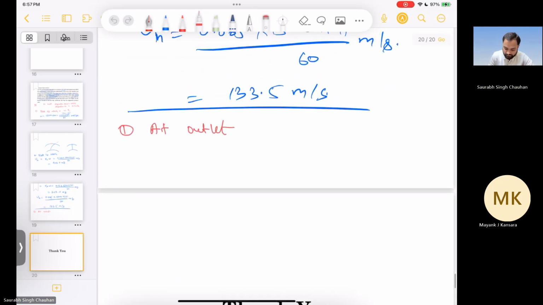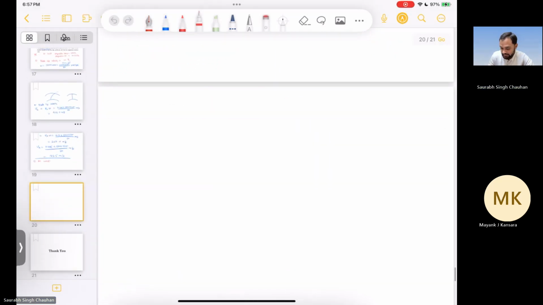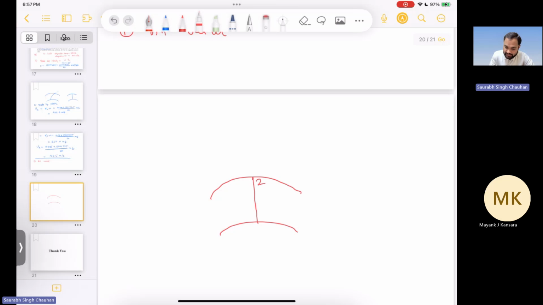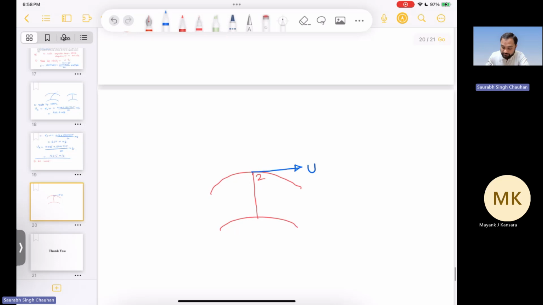Okay, let me make the diagram. So in the ideal case, for the radial blades, this is the outlet, and this is the tangential velocity or the blade velocity. So this is equal to u. And the relative velocity will be along the blade. We will call this v. So better I make u on the other side. This is u, this is v, and this will be the absolute velocity c.